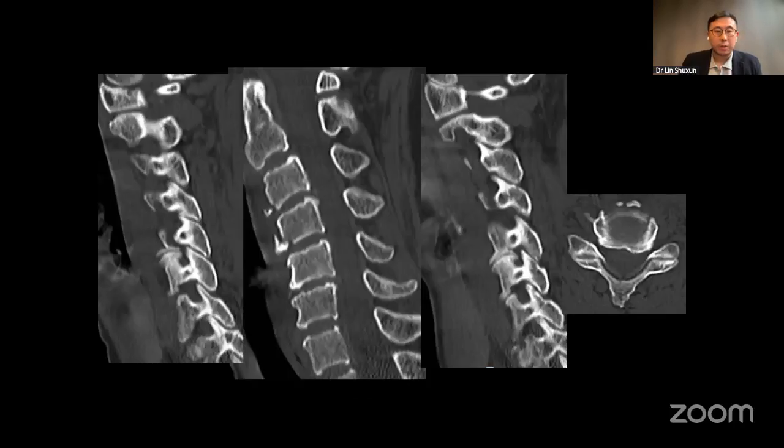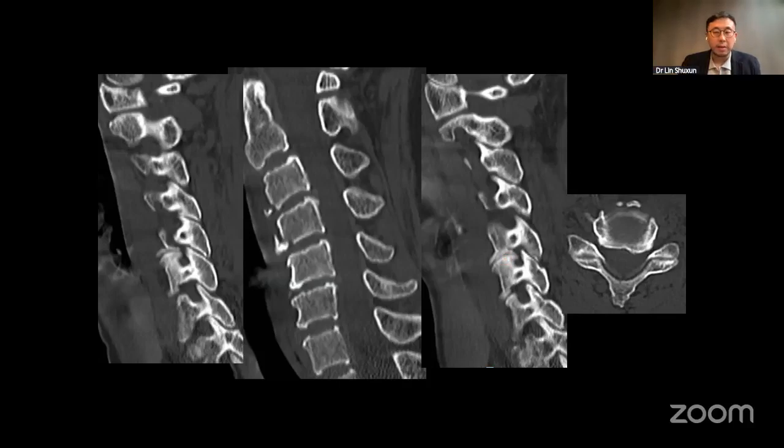CT scans show teardrop fractures at C3 and C4 inferior end plates. And at C5, C6, you can see the decreased disc height. You can see the stenosis of the bilateral foramen on the right side and on the left side. So in summary, C3, 4 and C4, 5 are unstable. There is stenosis with cord signal change at C5, C6.